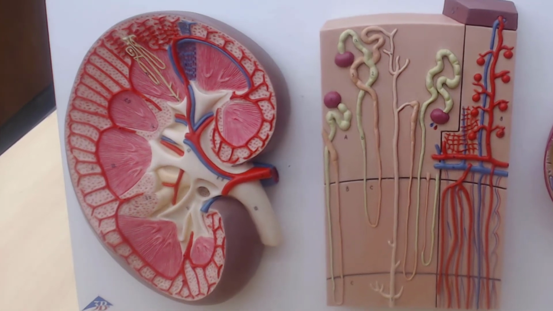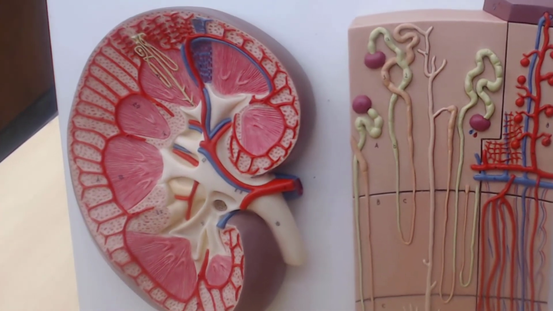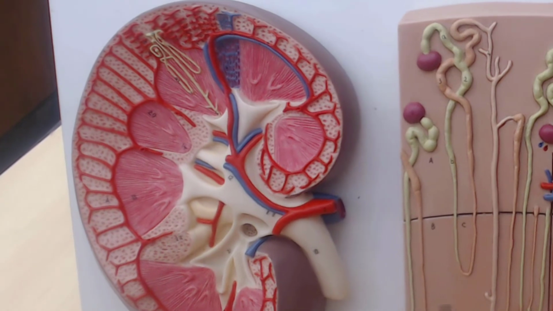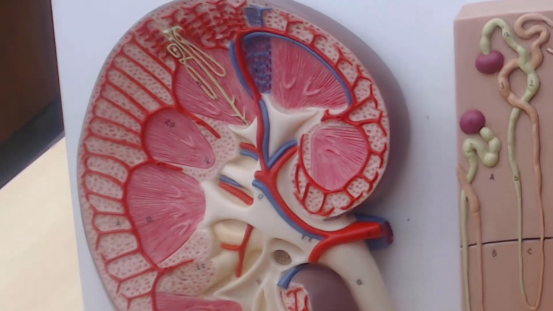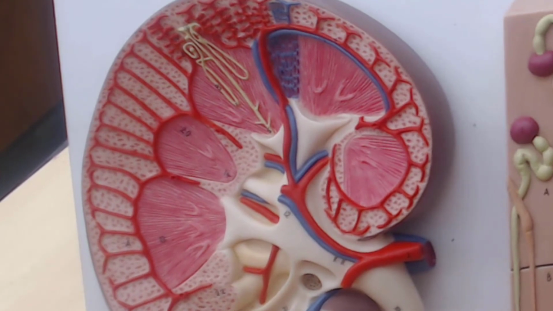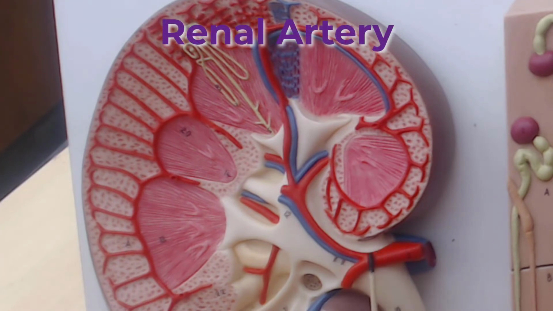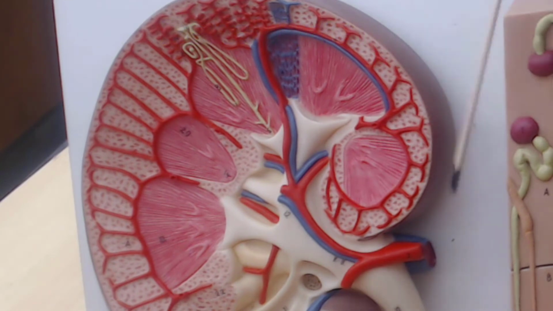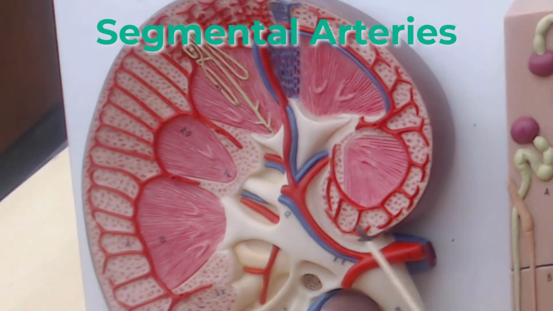Oxygenated blood from the heart is going to exit the heart through the aorta. Blood's going to go through the ascending aorta, through the aortic arch, and then down to the thoracic aorta. So the thoracic aorta is going to branch off to form this renal artery here. Now the renal artery is going to split, forming what we call the segmental arteries.